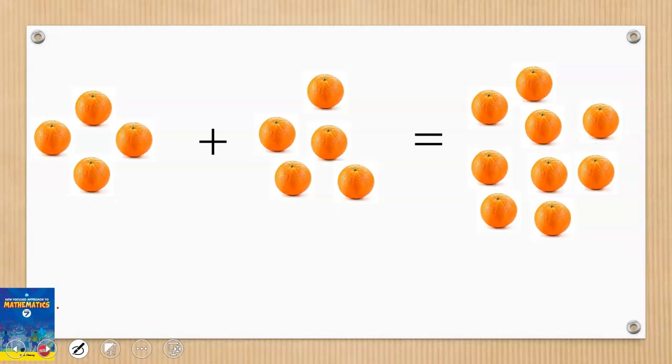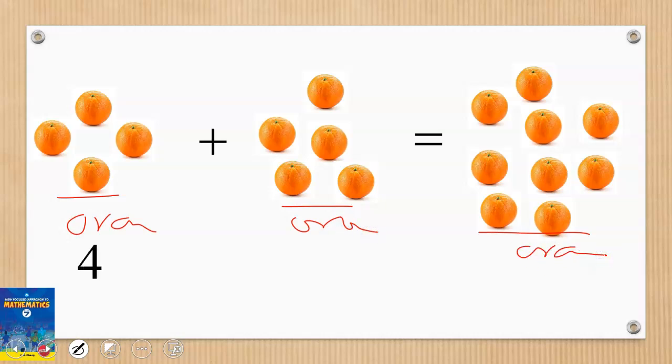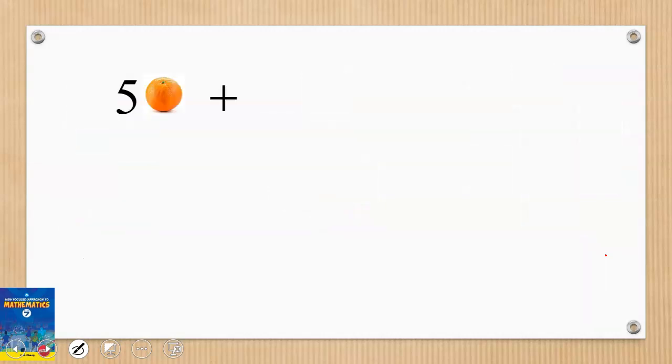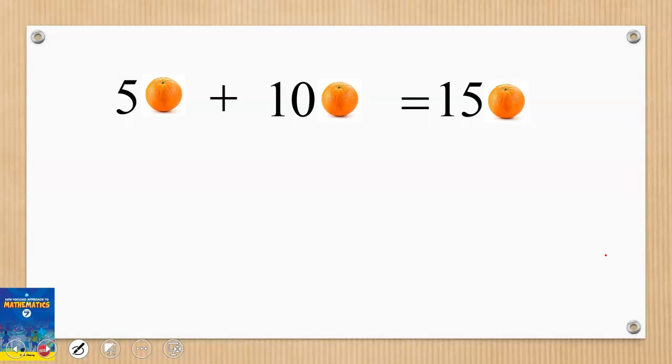Here, how many oranges do you see? We have 4 oranges. We have 5 oranges. When we sum them up, we have 9 oranges in all. So it's easy to say 4 oranges plus 5 oranges will give us 9 oranges. You look at the word oranges, and then we get oranges as well. Then again, I can write it this way: 5 oranges plus 10 oranges will give me 15 oranges. It makes sense, right? Good.